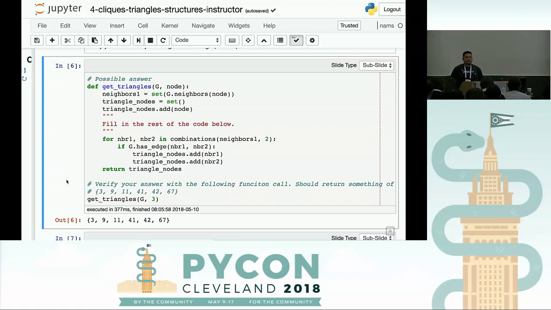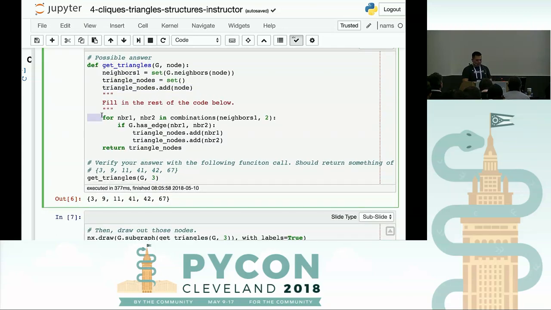Okay, quick check. How many people are done with the get triangles exercise? Please give me your thumbs. Okay, we're roughly at quorum. So for those of you who haven't completed, don't worry about it. The answers are available online. You can try to work through the code. I'm just going to very quickly give you the overview of it. So the goal of the function is to just return this node set. So of course, we start by initializing the node that we're interested in.